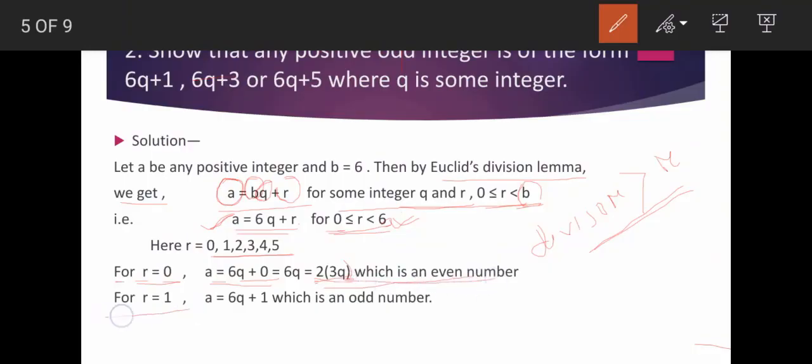That means this number can be an even number. Again, when r is equal to 1, a becomes 6q plus 1. So we got that 6q is divisible by 2, but 1 will be left behind, which will be acting as a remainder. That is why 6q plus 1 cannot be an even number. That is why it is an odd number.